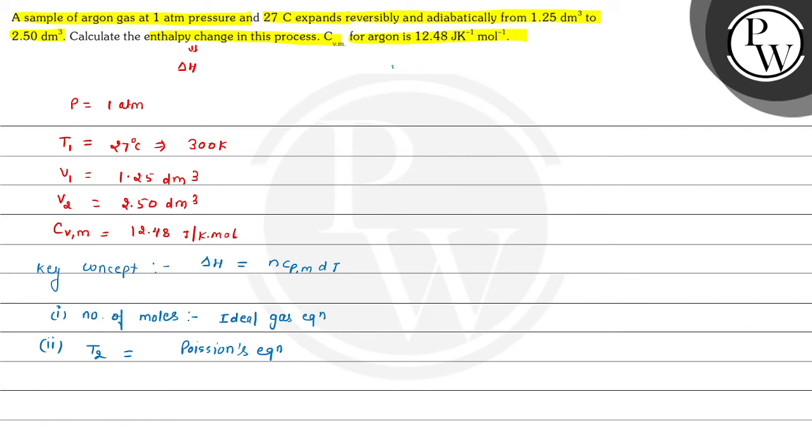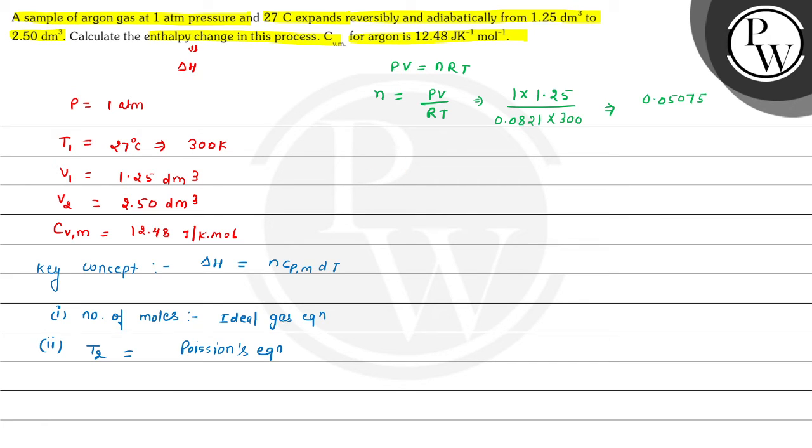So the ideal gas equation is PV equals nRT. We have to calculate the number of moles, so n equals PV divided by RT. Now the pressure is 1 atm, multiplied by V1, that is 1.25, divided by R. R is the universal gas constant and its value is 0.0821, multiplied by the temperature T1, that is 300. So the number of moles comes out to be 0.05075.